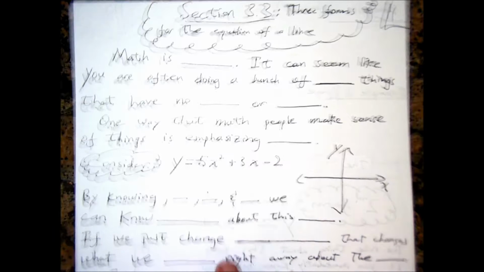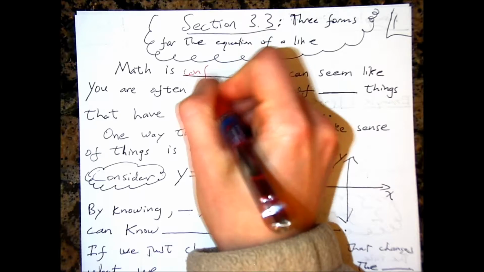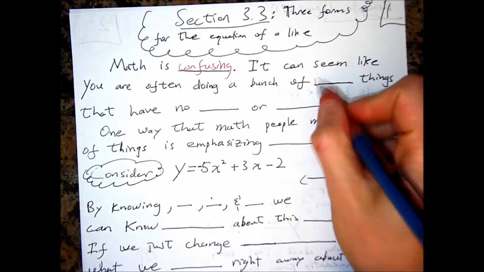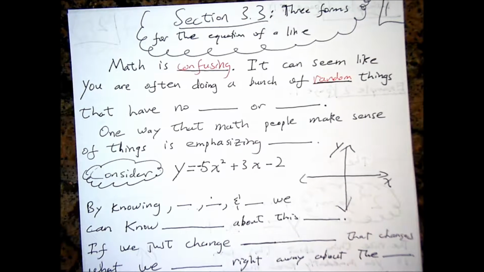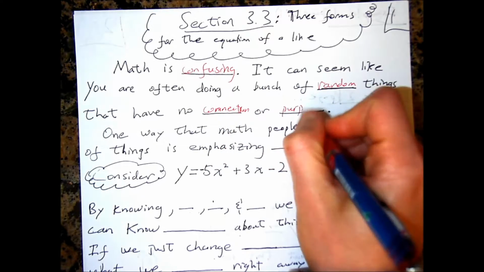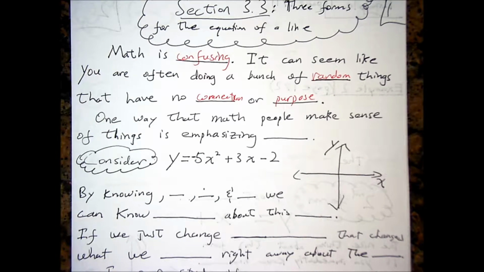Here I'm saying that math is confusing, and it can seem like you're doing a bunch of random things that have no connection or purpose. And I'm sure that's how it feels. That's how it felt when I was studying early on, and for a long time. What's the point? How does this relate to that? It seems like just a bunch of rules that you're following, and it can seem like, how in the world are all these things related? Maybe even math people feel that way.